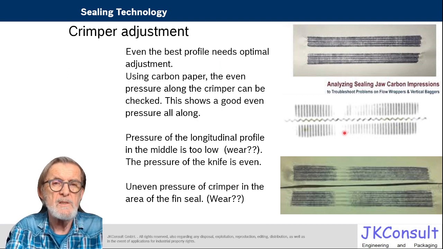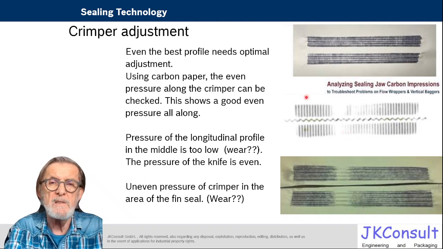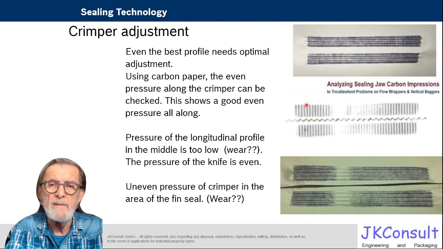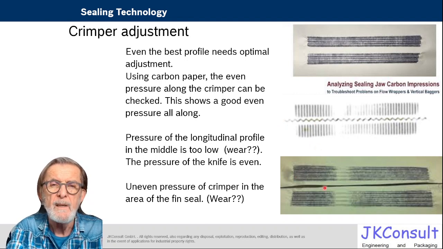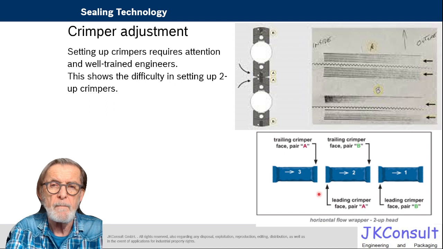Another aspect is setting up and adjusting the crimpers. The best way to test it is with carbon paper, and here you see the marking in the carbon paper. It's even everywhere. We have a nice dark color. Here we have a dark color here, but it's white over there, so there's no good contact. Although the knife is cutting everywhere, so the pressure is available everywhere. The same is happening here. Here's the zigzag knife, here it's a straight knife. So that is a way to check whether the crimper is set properly.